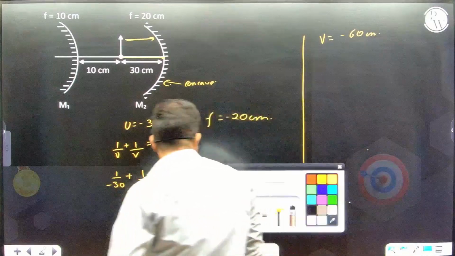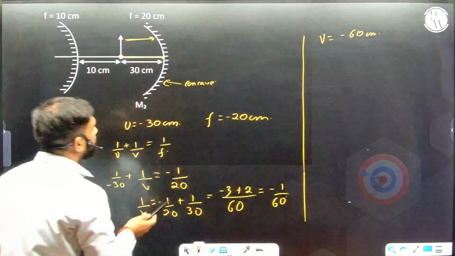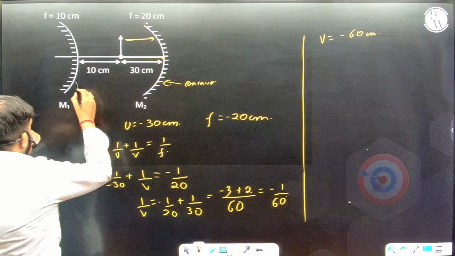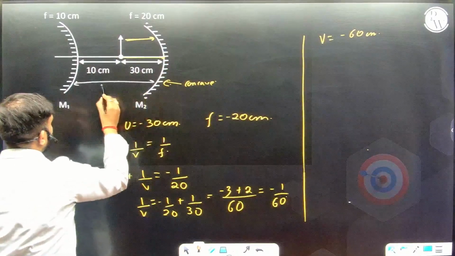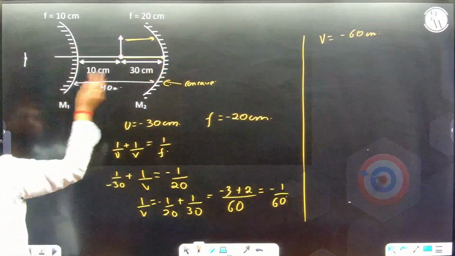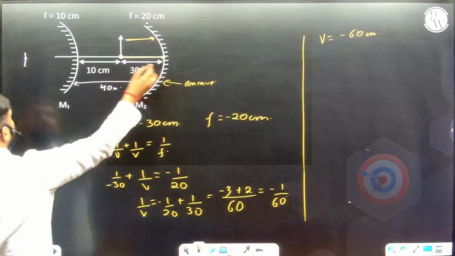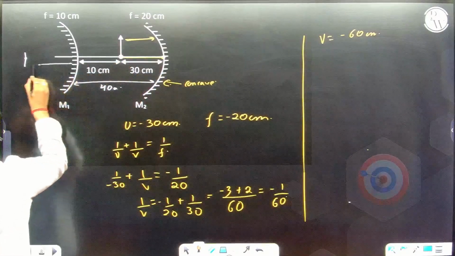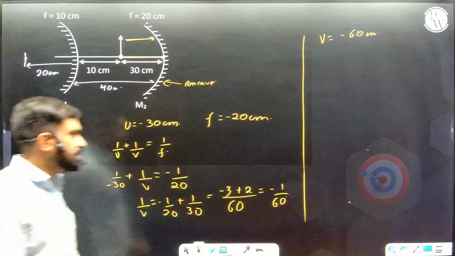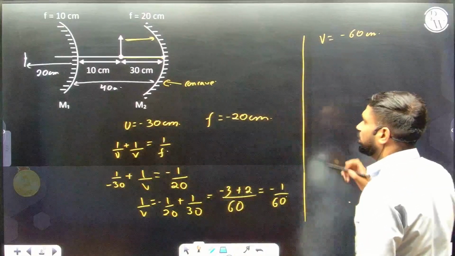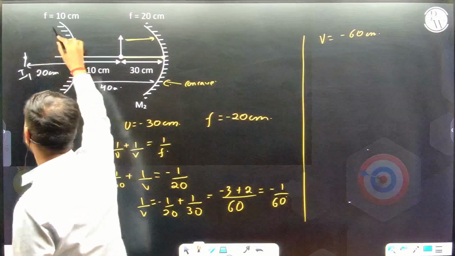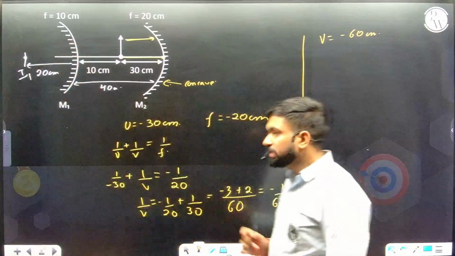From this you need to be careful. What does it mean? It means that the image is in front of the mirror, same side. The two mirrors are placed at a gap of 40, yet the image through the first one is formed at 60. From this point M2, it's formed at 60. That means, can I say that it is formed 20 centimeters behind your M1 mirror? Correct. I have got the location of the intermediate image, or I'll call it I1. And it will act as object for this mirror. It will form the final image and I need to get the final image.